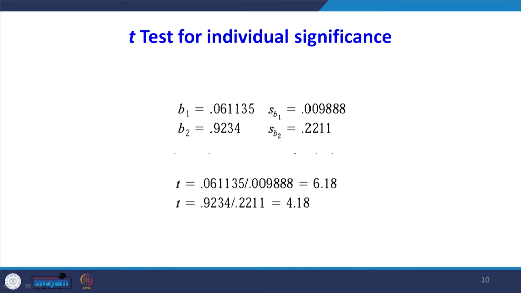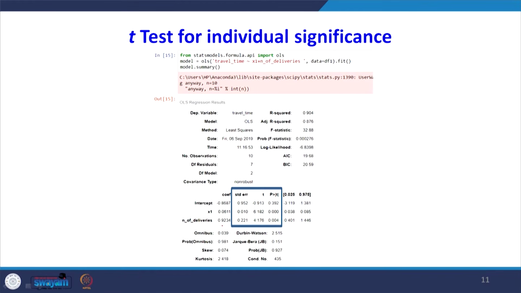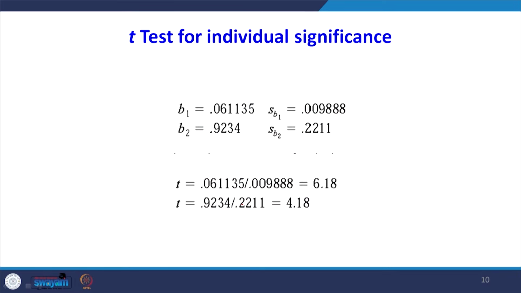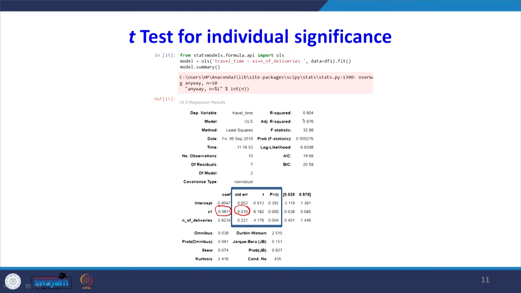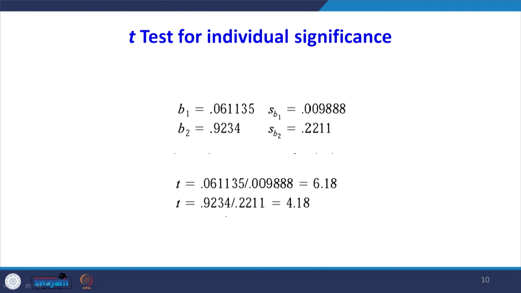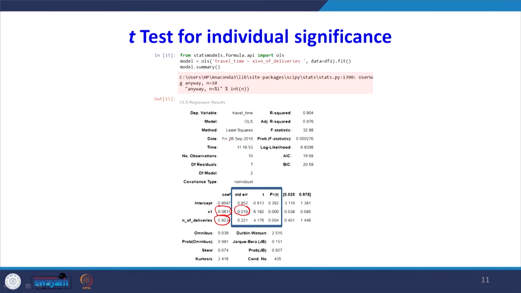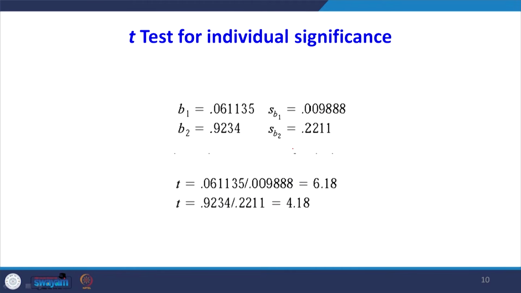Where are we getting these? Just see that B1. So, B1 is this value, 0.0611. The SB1 is 0.011. I am going back, see that SB1, it is 0.0098. So, it can be 0.01 after rounding. Okay. The B2 is 0.92, see that B2 is 0.92, and SB2 is 0.221.